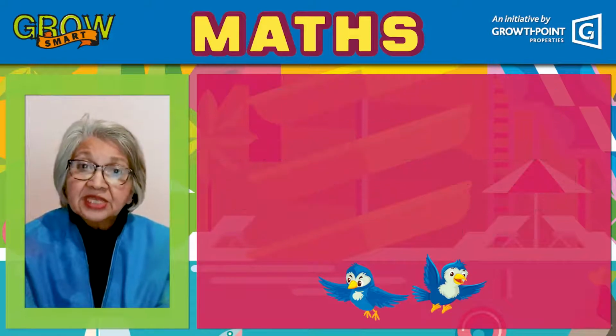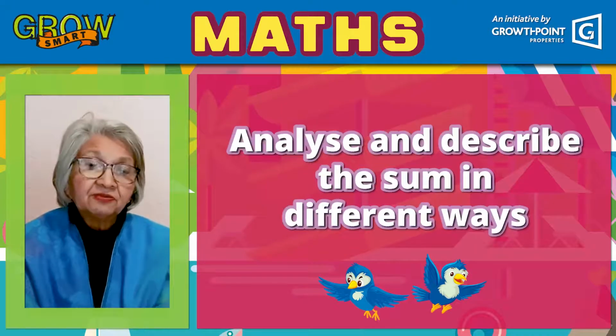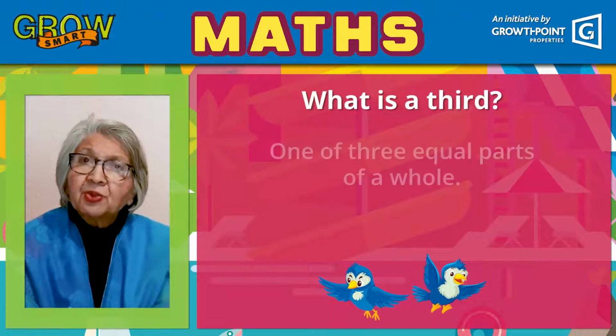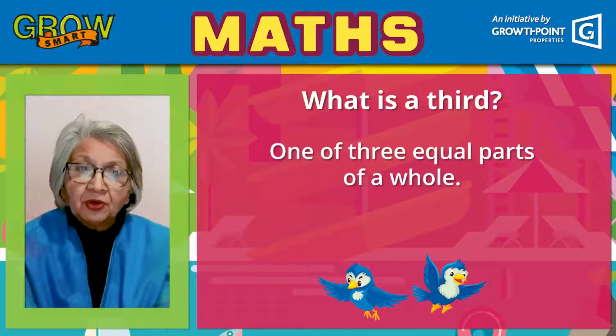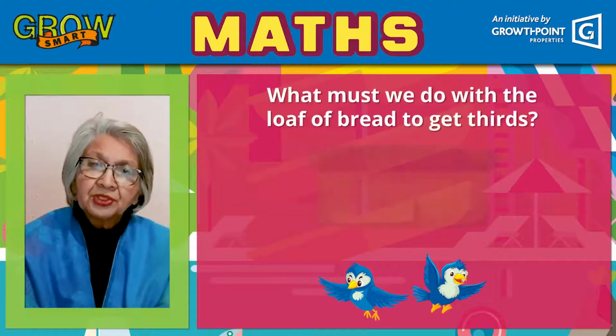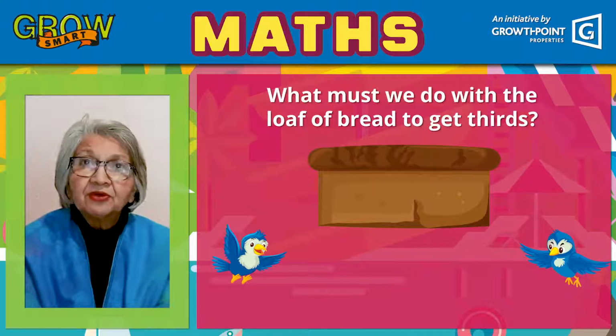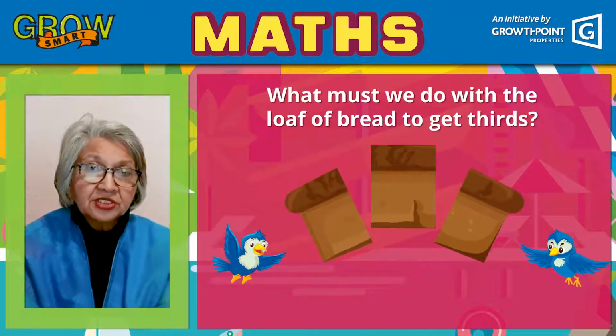What are the smart things to do? That's right, we must analyze and describe the sum in different ways. What is a third? A third is one of 3 equal parts of a whole. What must we do with a loaf of bread to get thirds? That's right, we must divide the loaf into 3 equal parts.